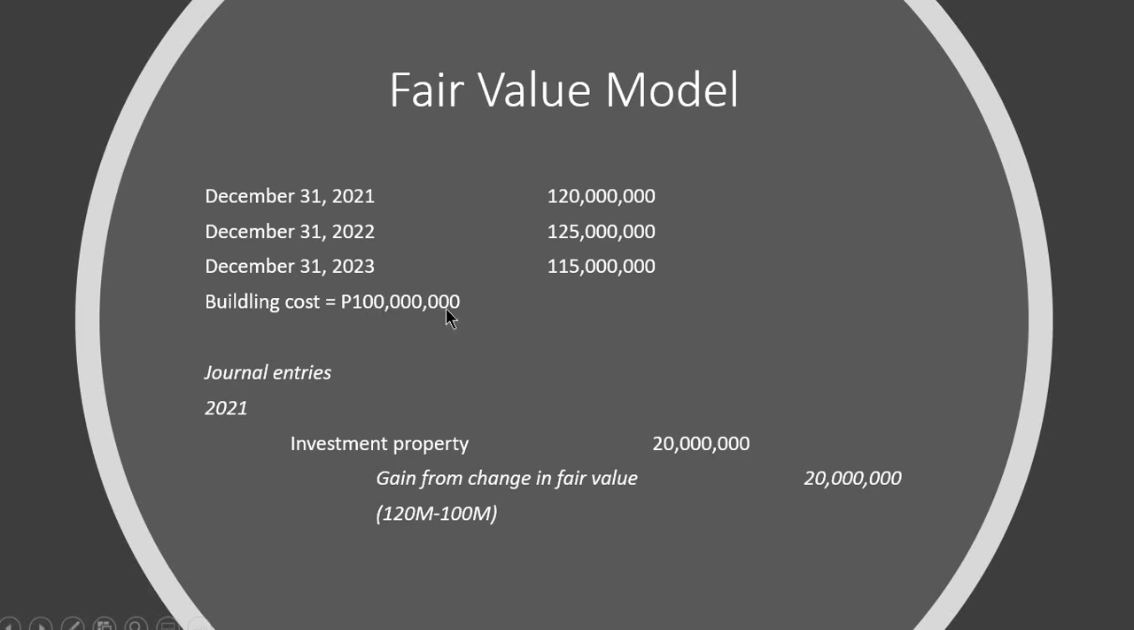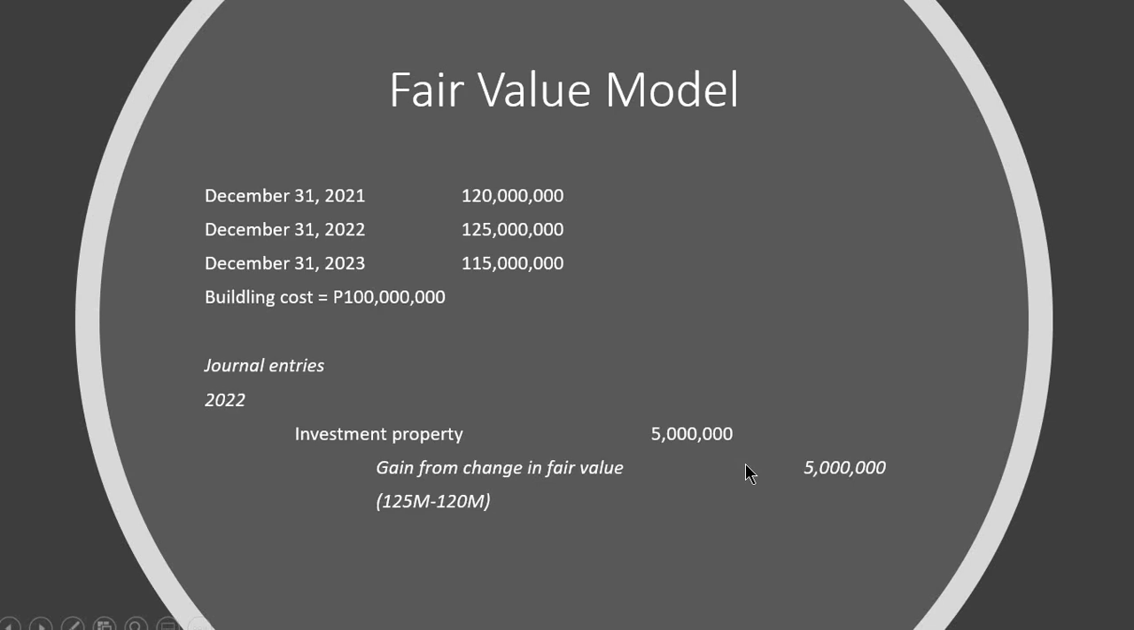Yung cost, 100 million on January 1, 2021, pero yung value niya on December 31, 2021 is 120 million. So there is an increase in the fair value by 20 million. That's 120 million fair value on December 31, 2021 minus the cost on January 1, 2021, that's 20 million. So debit investment property to recognize the increase in its value and the credit to gain from change in fair value to be reported in the profit or loss. That's 20 million.